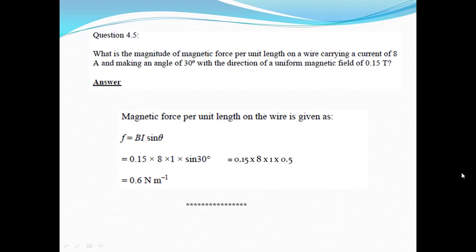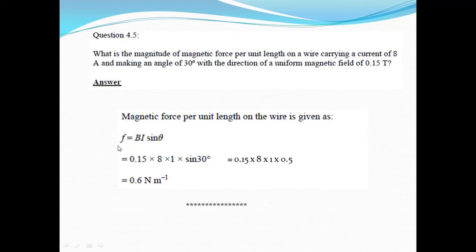The next question. What is the magnitude of magnetic force per unit length on a wire carrying a current of 8 amperes and making an angle of 30 degrees with the direction of a uniform magnetic field of 0.15 Tesla? So this is a direct formula. You know magnetic force per unit length of a wire is given by F equal to BIL sine theta. So there is an L here.